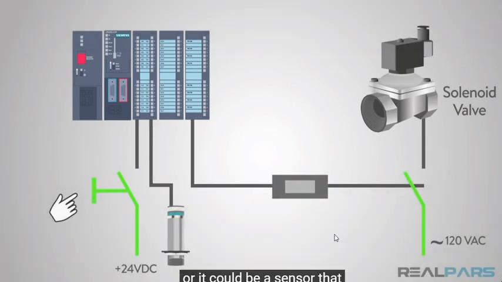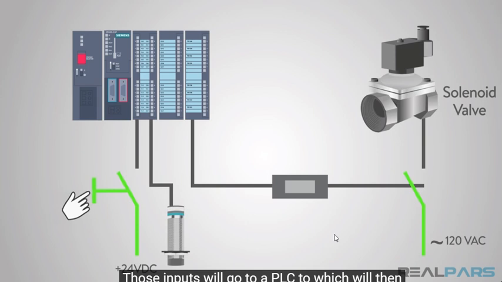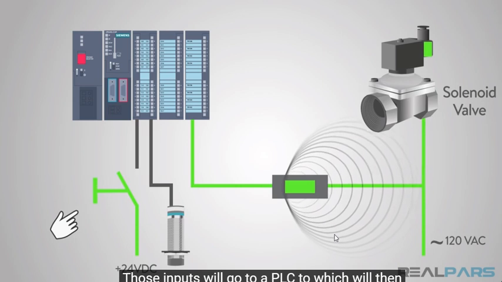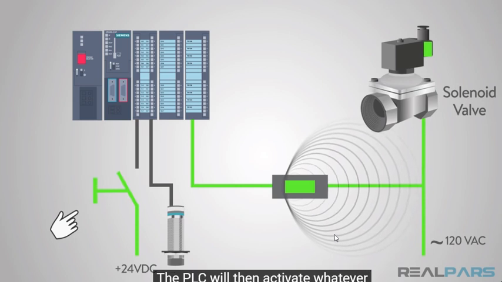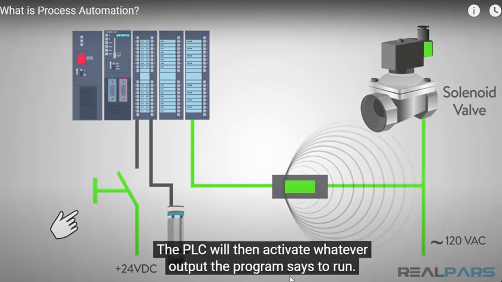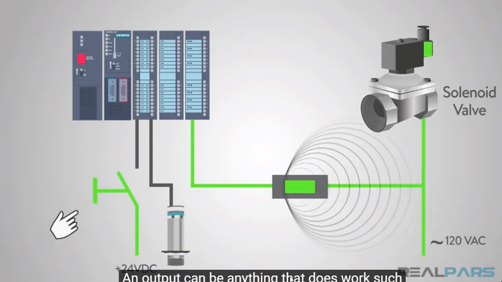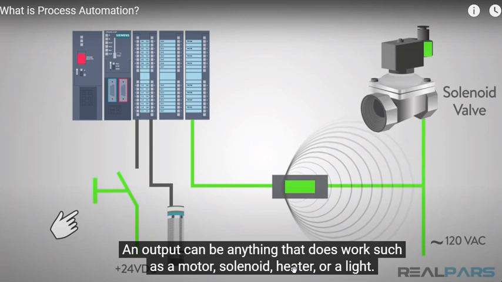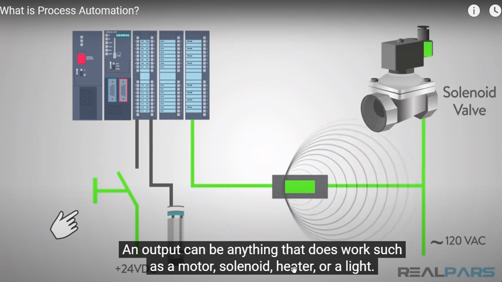So here, with the help of the solenoid which is connected to the camera, the input is given when the circuit is closed, and it is going to give input voltage to solenoid 1. The PLC will then activate whatever output the program has to turn on. An output can be anything that does work, such as a motor, solenoid, heater or light.